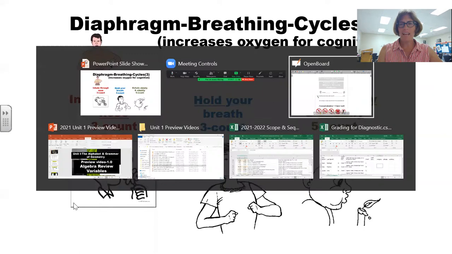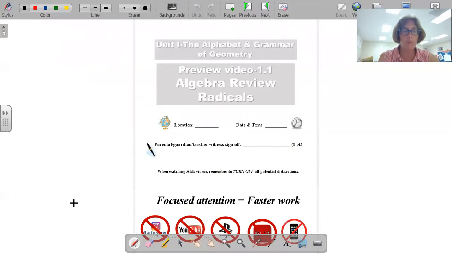All right, let's do this. Taking a look here, Algebra Review, we're continuing with radicals. Make sure you get a date, time, and location as well as a parental sign-off.